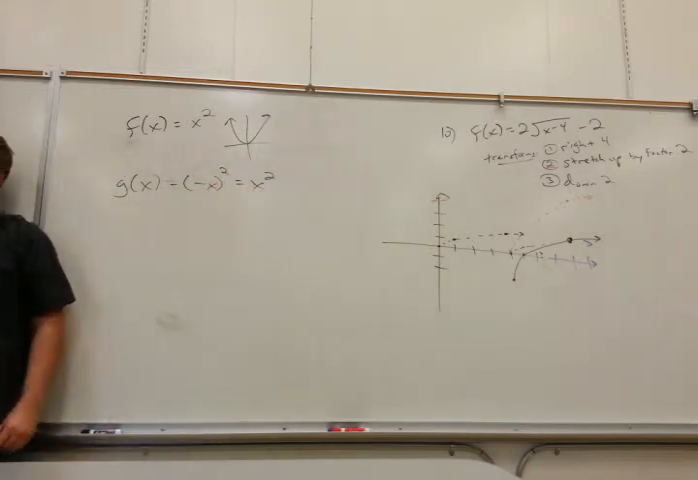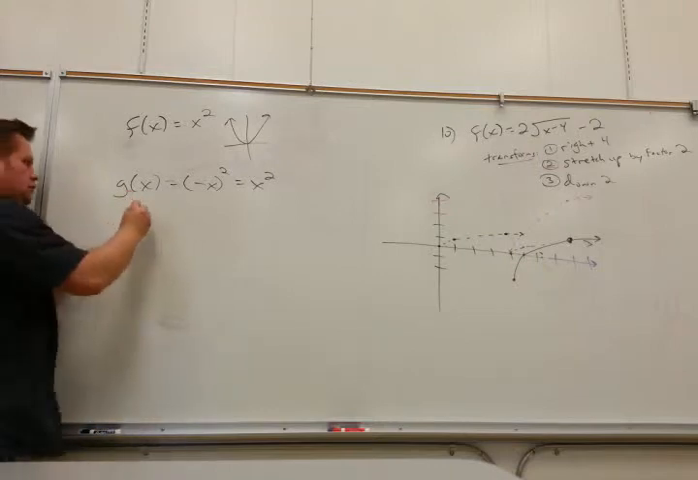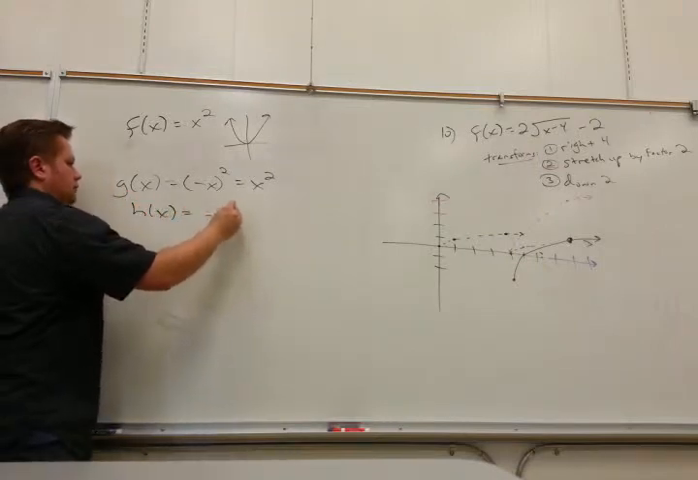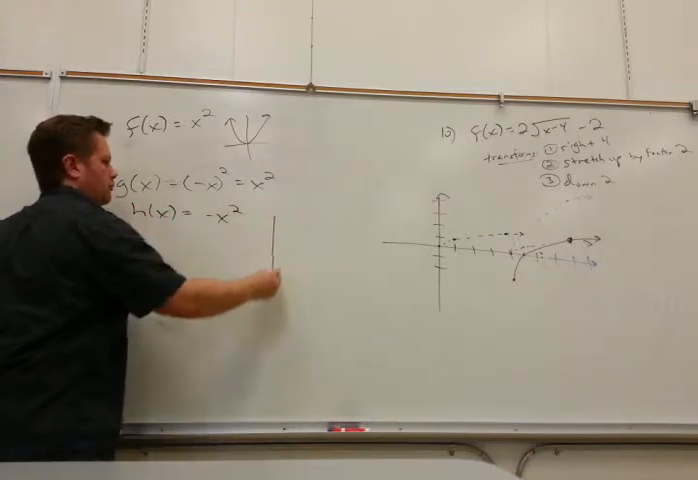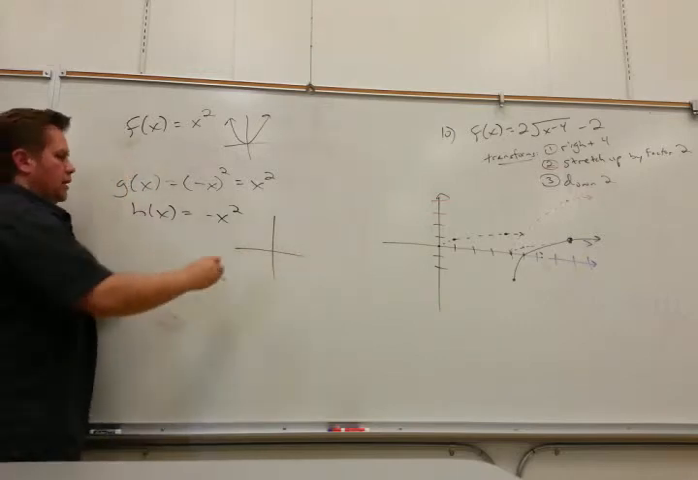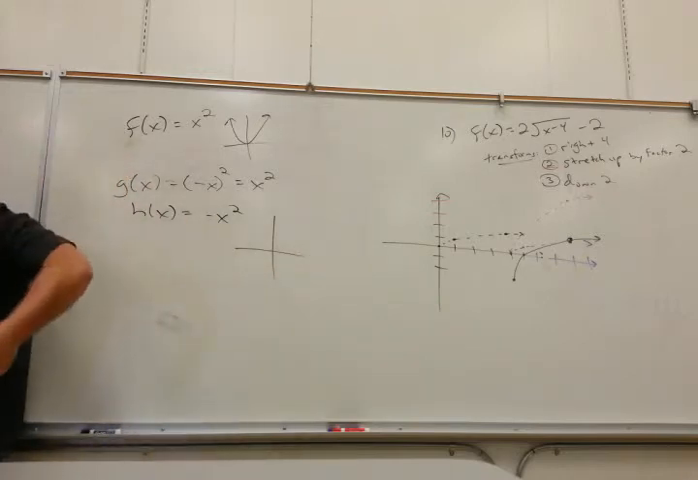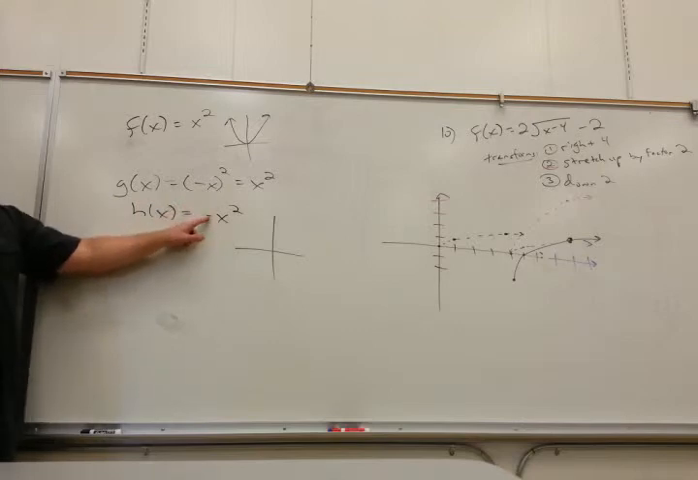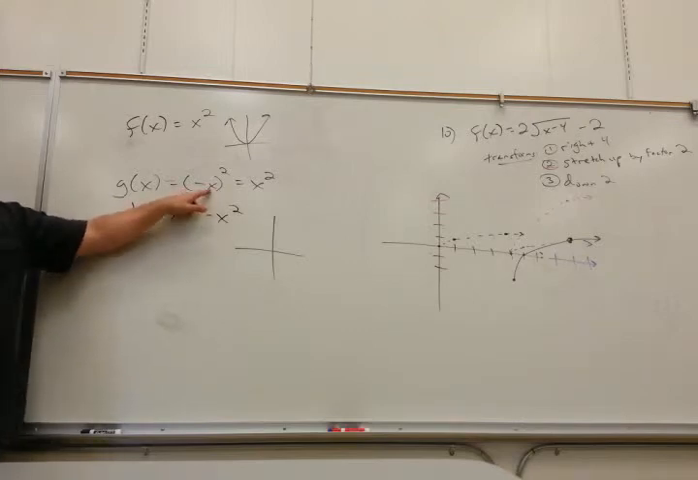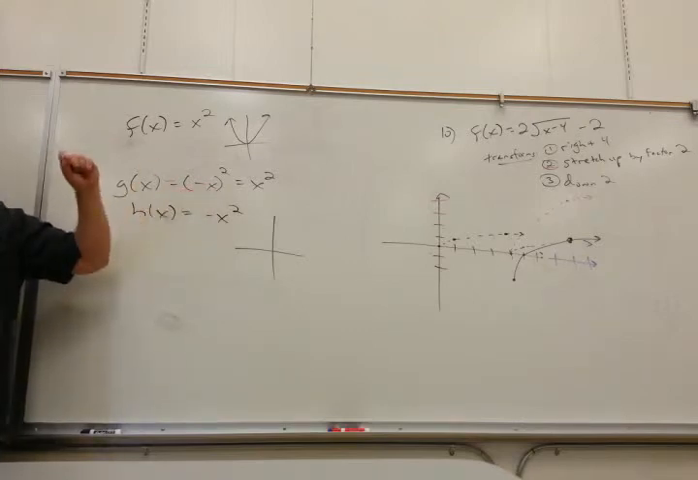But what would this do if I just put a negative on the outside? Now the parabola is upside down. Now it's reflected across the x-axis. So if it's outside here, it's across the x. If it's inside, it's across the y.